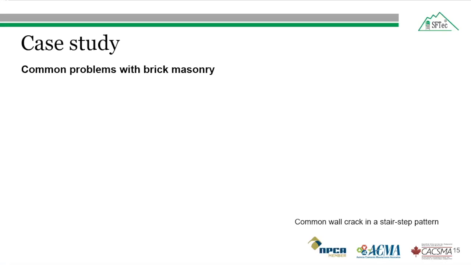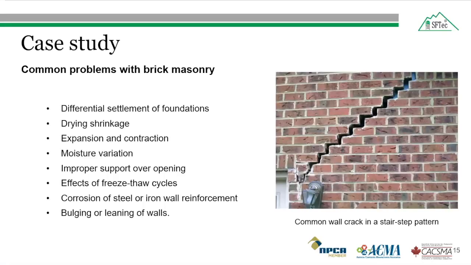So before beginning the case study on fiberglass mesh as sustainable reinforcement for historic masonry, the common problems associated with brick masonry should be highlighted. Although masonry can deform elastically over a long period of time to accommodate a small amount of movement, large movements normally cause cracking. Cracks may appear along the mortar joints or through the masonry units.